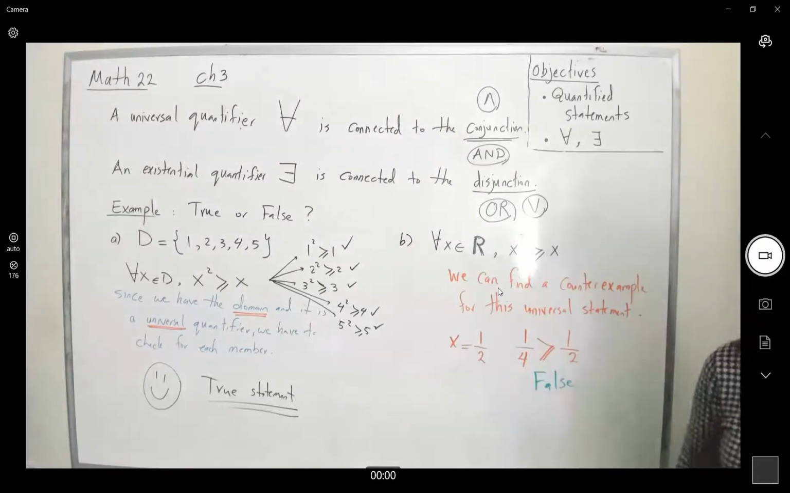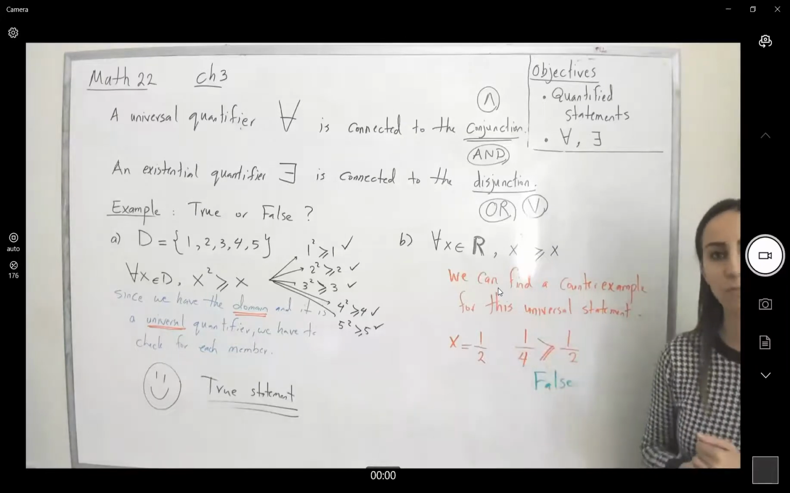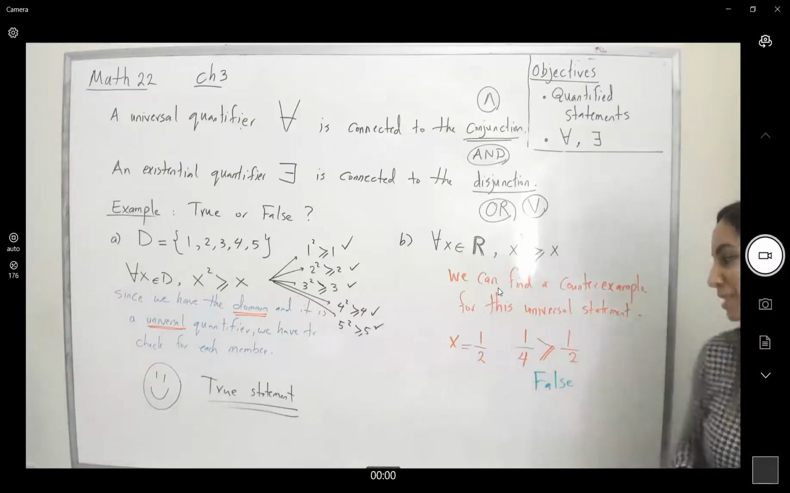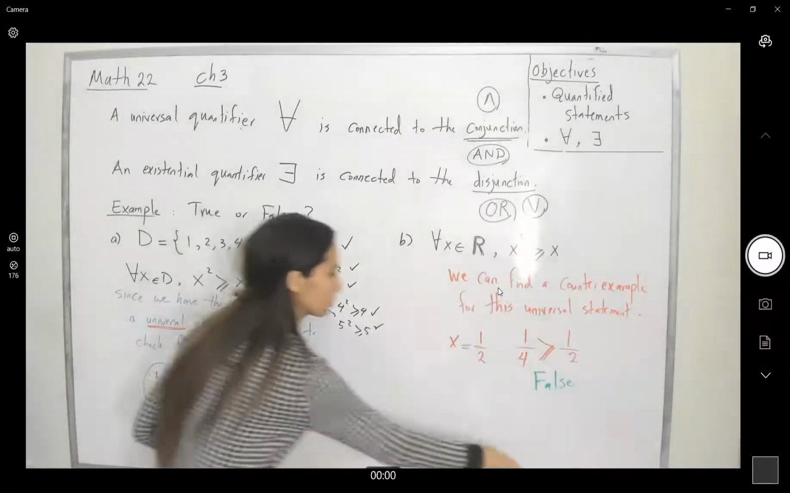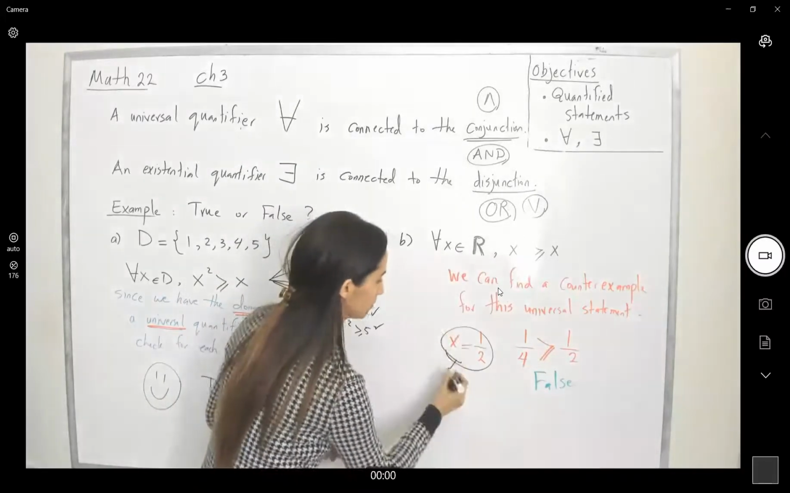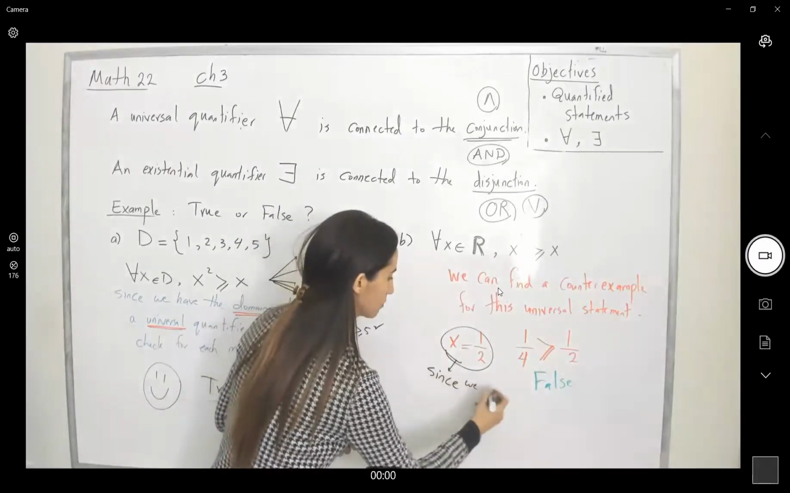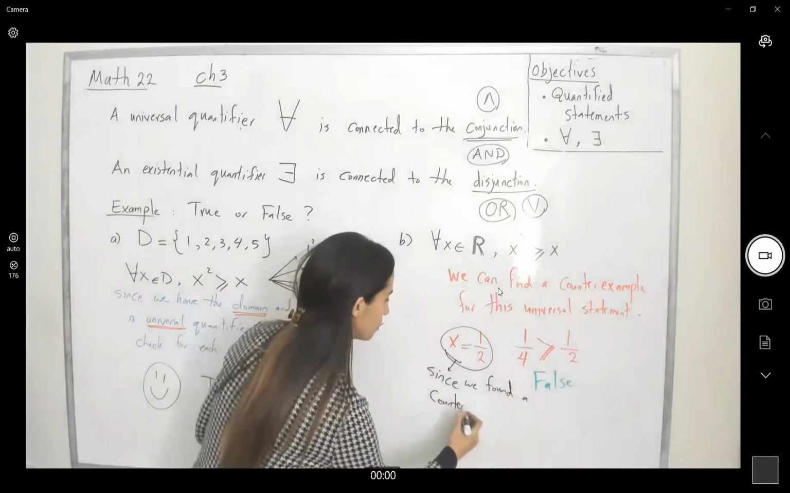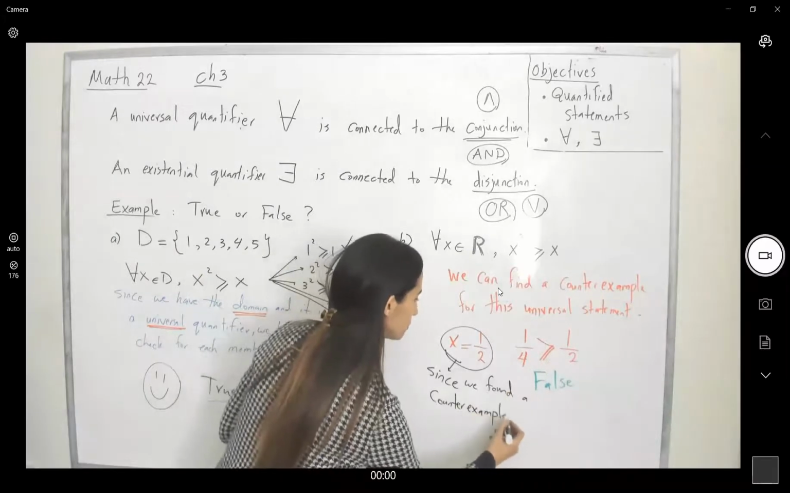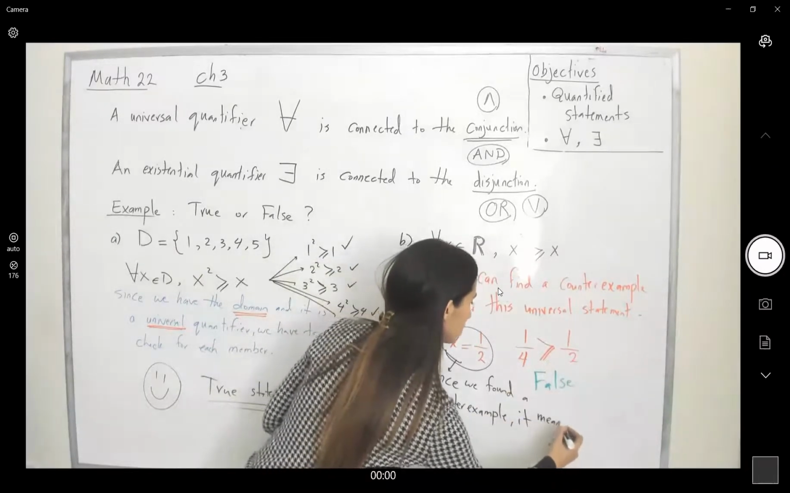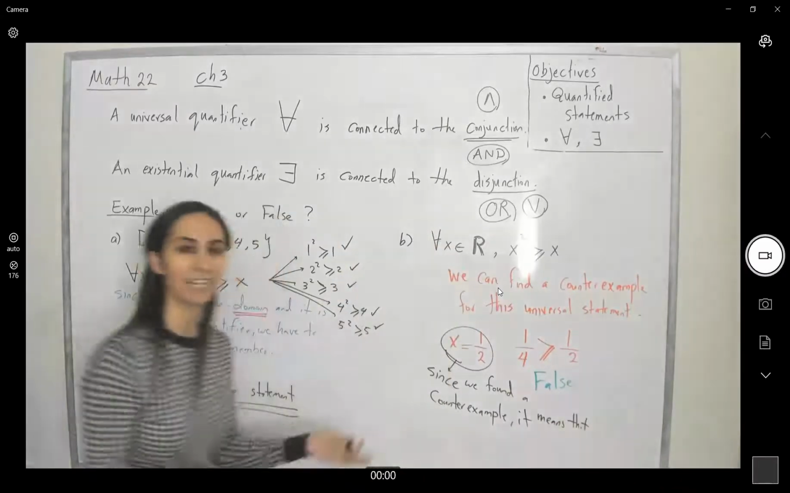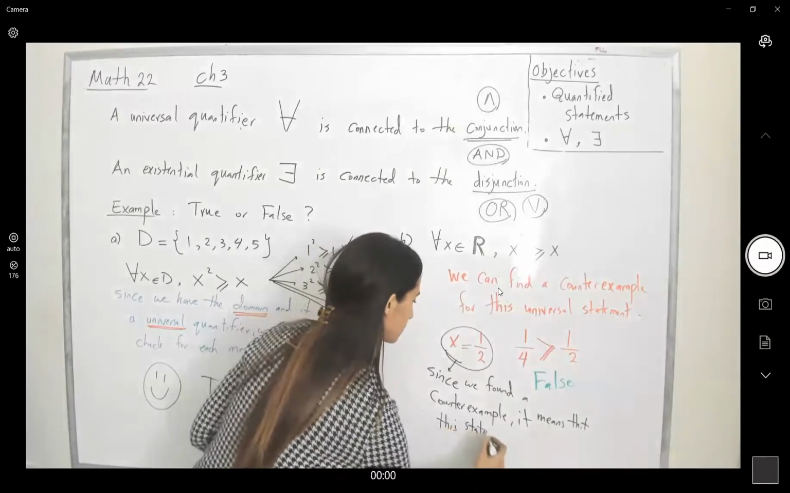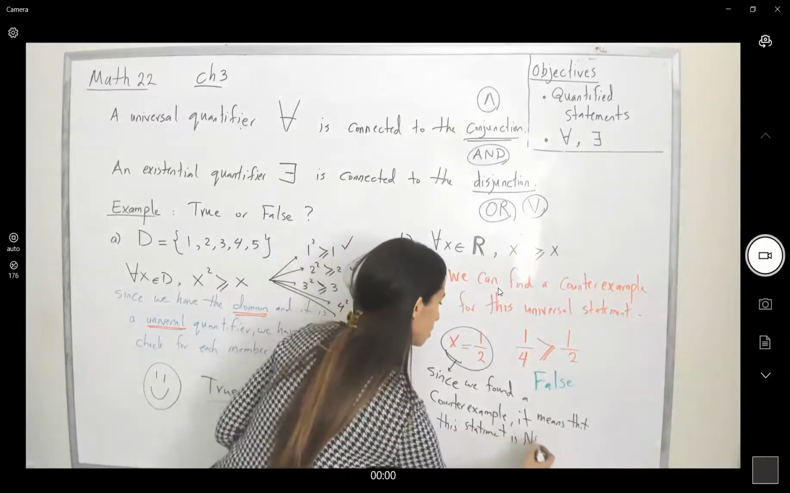So you say that since I found a counterexample, it means that this universal statement is not a true statement. Since we found a counterexample, it means that this statement is not true. This statement is not true.